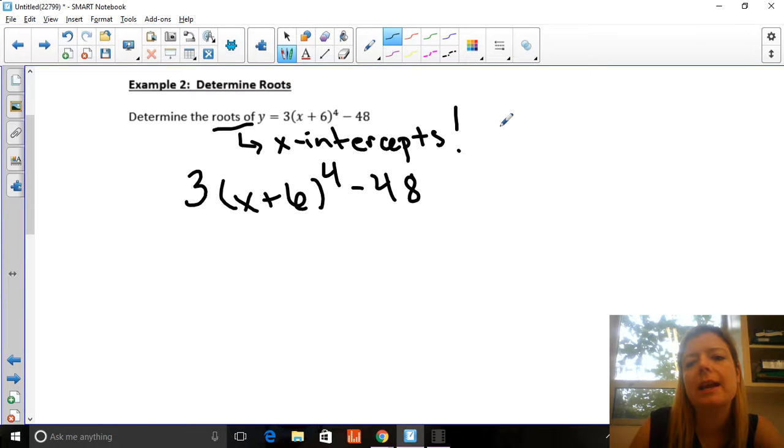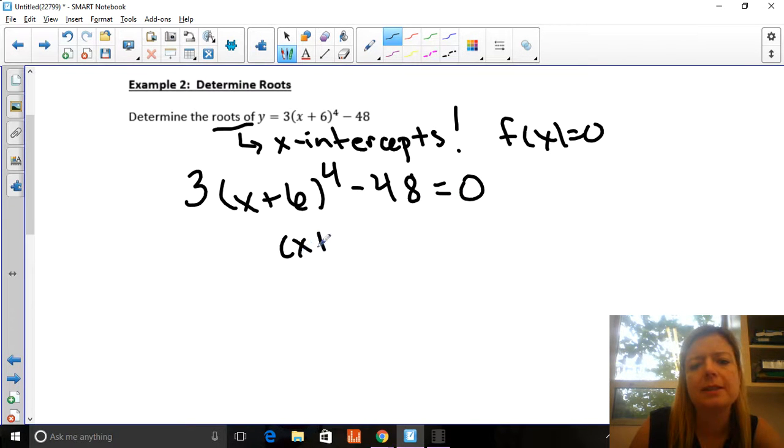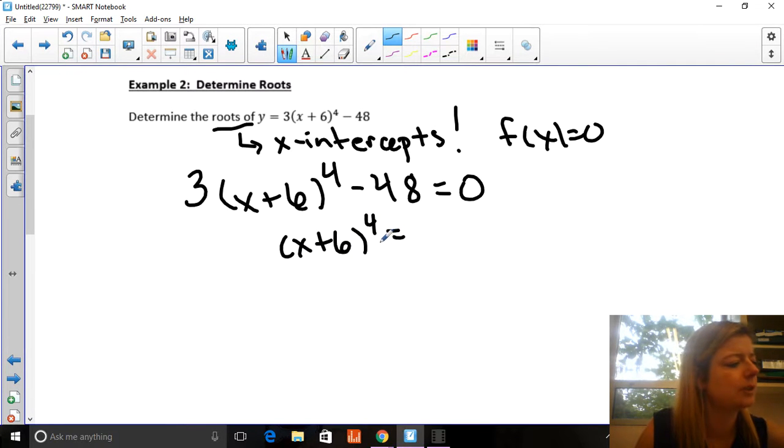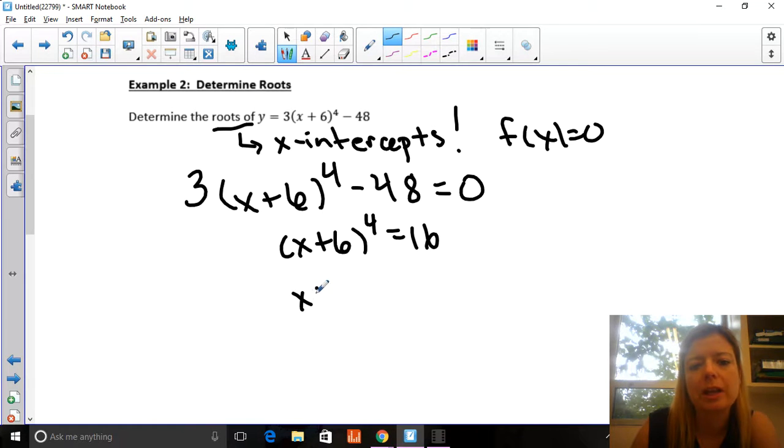Okay, so remember that x-intercepts are when f of x or y equals 0. So you just set the function equal to 0 and start moving everything over to isolate for x. So we get x plus 6 to the power 4 equals 16, because we move over the 48, divide by 3, you get 16. Now, when you undo a quarter root, here I'm going to put the 16 and then use a different color.